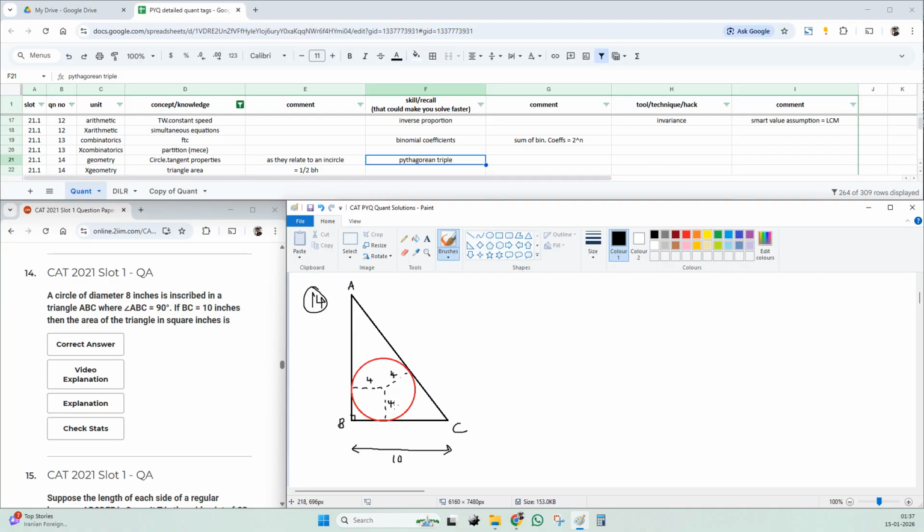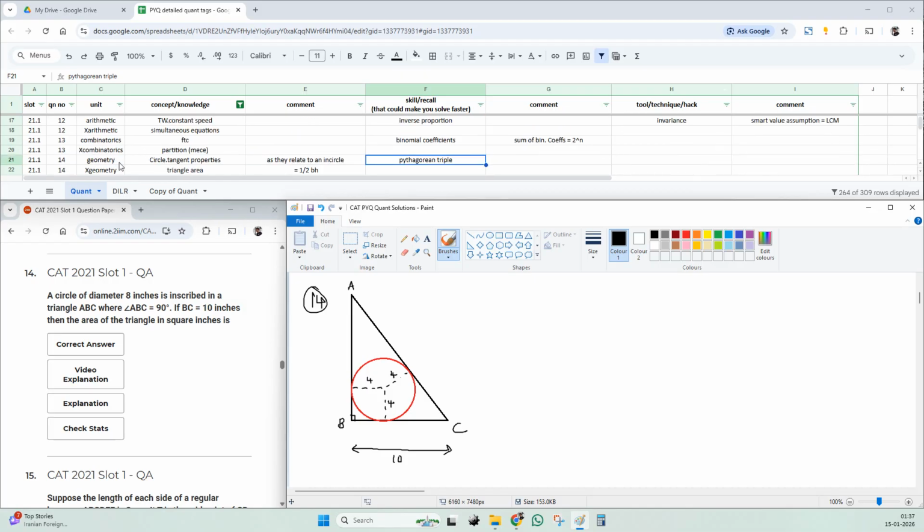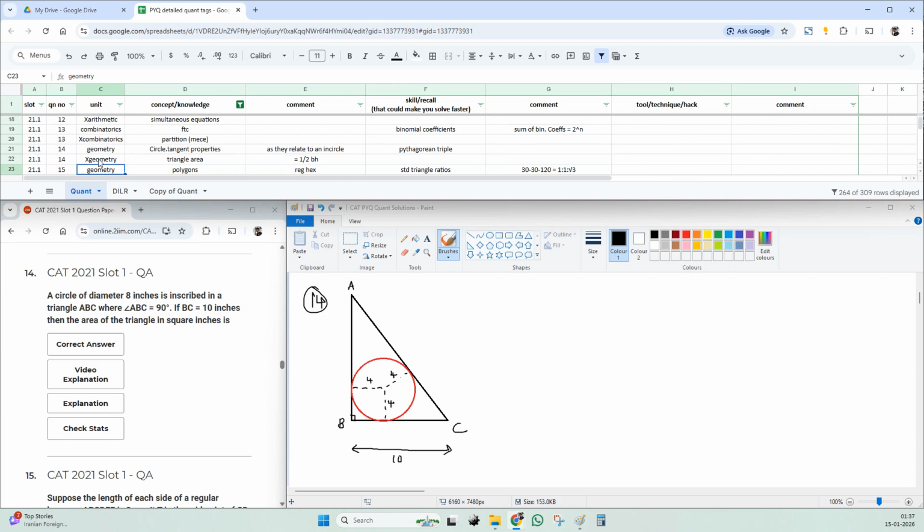So this is an inscribed circle in a right angle triangle. There are some results there. What are the tags I've given? We have just two tags: circle tangent properties, which is the idea that two tangents to the same circle from the same external point have the same length. That's one of the many circle tangent properties, but that's the one that we are interested in as far as this question is concerned. Two tangents to a circle from the same external point are equal in length.